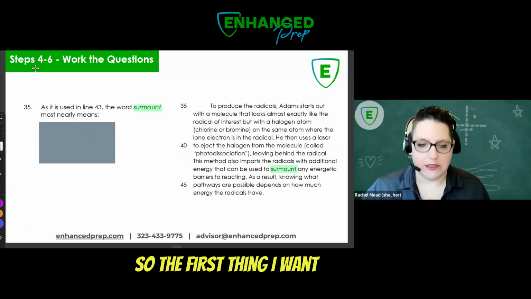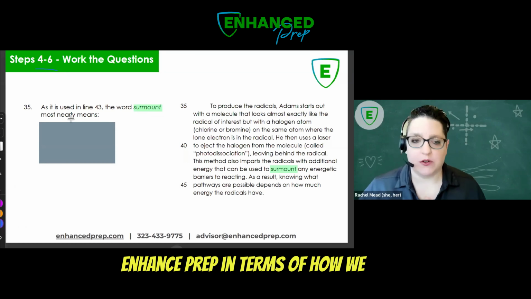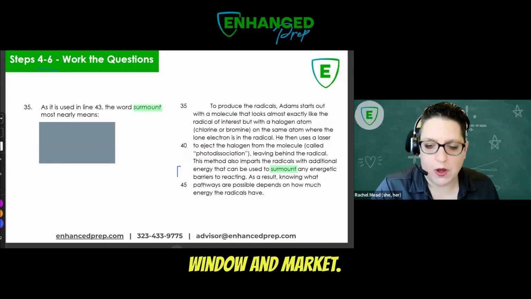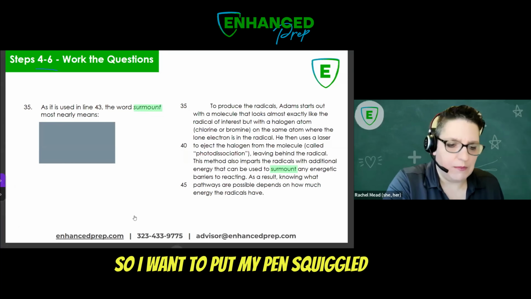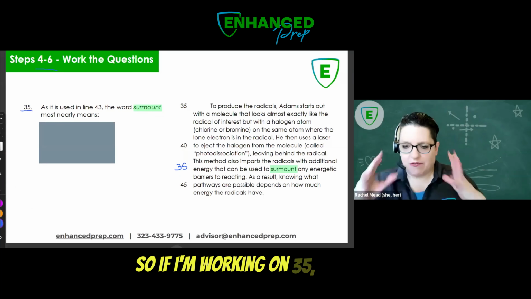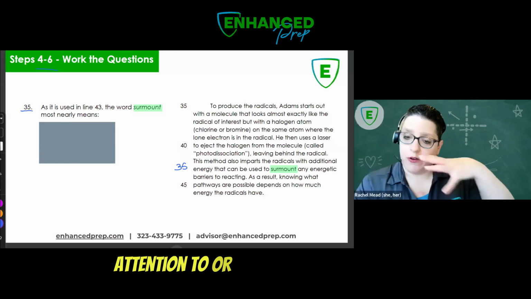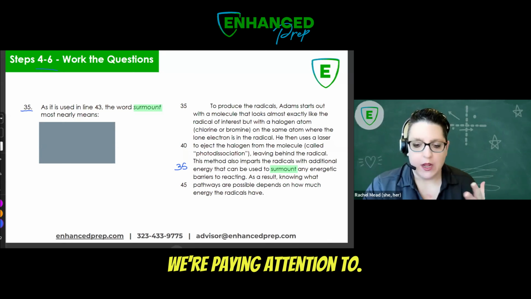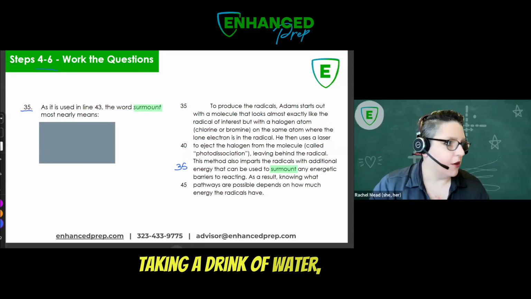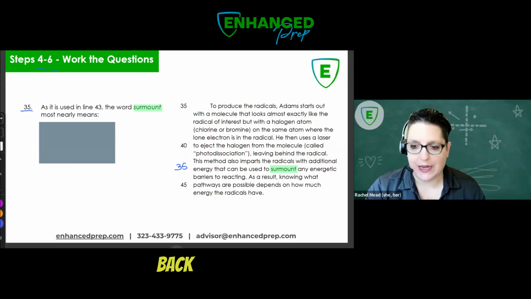So the first thing I want to do, and again, this is part of our steps here at Enhanced Prep in terms of how we train our students to work through these questions. Step number 4 happens to be find your window and mark it. I want to put my question number in the margin. So if I'm working on 35, I need this placeholder for my eyes that says, here's the line we're paying attention to, or here's the group of text we're paying attention to. That way, if my pencil breaks and I need to sharpen it, I have a cough, I'm taking a drink of water, or there's a distraction someplace else in the room, I know exactly where I am and can jump back in and pick up with this.